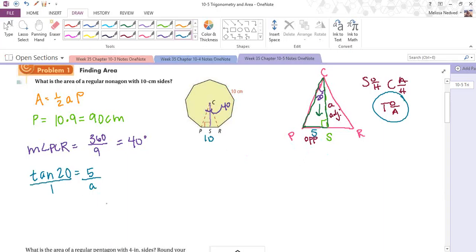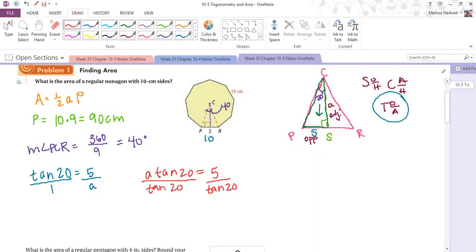Put tangent 20 over 1, cross multiply. And we get A times tangent of 20 equals 5. Now remember, tangent of 20 is just some number. It's a long, nasty, irrational number, but it's just some number. So I'm going to divide both sides by tangent of 20 to get that A by itself.